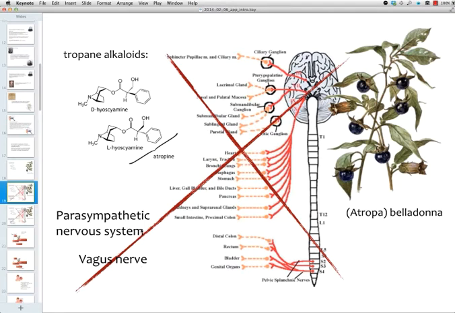So the parasympathetic nervous system is blocked in its activity by these tropane alkaloids. Okay, it blocks the transmission from the parasympathetic nerves to the end organ. Okay, and we end up with a situation as if the vagus nerve were removed or inhibited in its action. Now, the purpose we'll find of the parasympathetic nervous system and the vagus nerve is sometimes summarized as rest and digest.